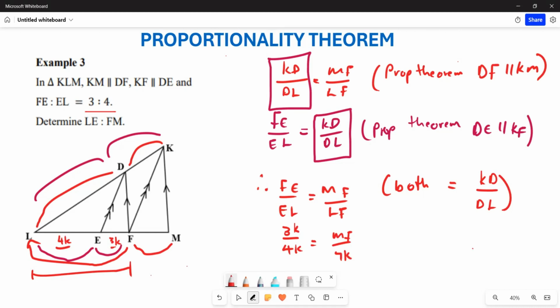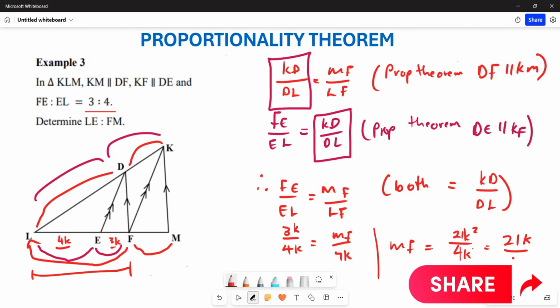Okay. And then what is it that I can do from here? I can find out what is going to be my MF, right? So I can say, look, my MF is going to be equal to, when you cross multiply here, 3 and 7 gives you 21K. So this is going to be 21K squared over my 4K, and this is the same as 21K over 4, since K squared divided by K is K.